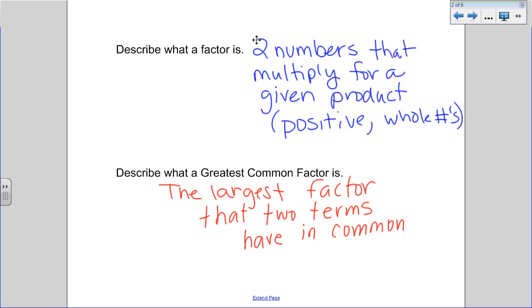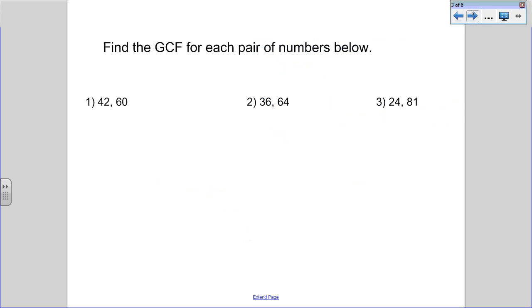All right, so we need to have some strategies for finding greatest common factors. Is anyone still ready? So we need to find the greatest common factor. We're just going to start by using some whole numbers, because we are going to be looking at the coefficient of the term for this given number. So 42 and 60, how are we going to find the greatest common factor of 42 and 60? What strategies do you guys use for that?